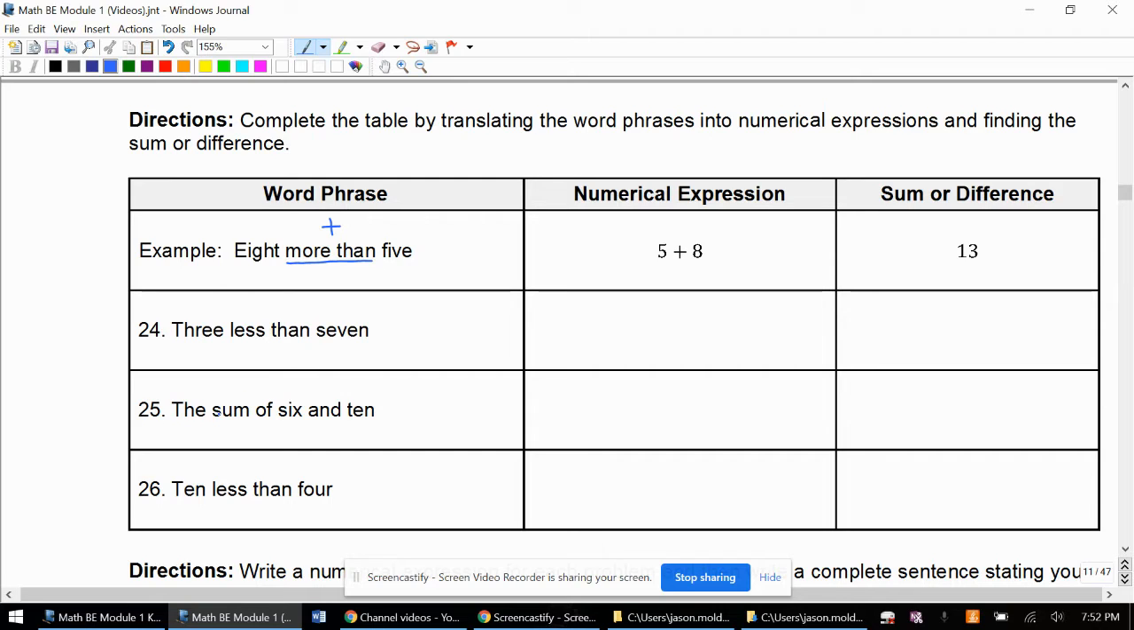Another word that is for add is sum. The sum of 6 and 10, which is 16. If you really wanted to write it as 10 plus 6, you could. There's nothing wrong with that.